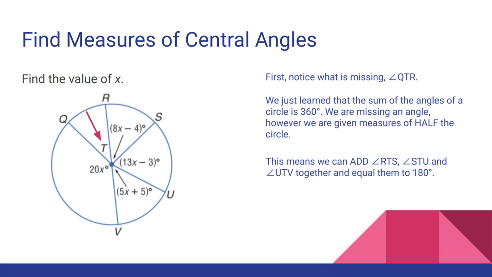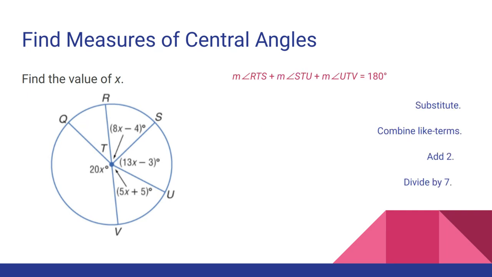So that means we can add angle RTS, angle STU, and angle UTV together and equal them to 180 degrees. Notice that all those 3 angles are not all called angle T. We have to use our angle naming rule where we use 3 different variables to name the angles. Otherwise, we're not going to be able to differentiate between each angle. So I'm going to set up my equation as the measure of angle RTS plus the measure of angle STU plus the measure of angle UTV equals 180. And I'm going to go ahead and substitute those measures in.